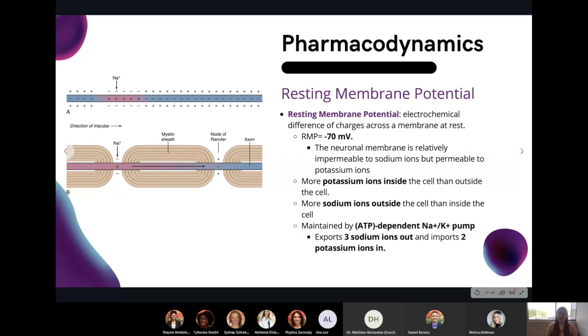Resting membrane potential is the electrochemical difference of charges across the membrane at rest. Positively charged cations line the outside of the neuronal membrane and negatively charged anions line the inside of the neuronal membrane. The membrane is impermeable to sodium cations and permeable to potassium cations. This electrochemical gradient is maintained by ATP sodium-potassium pumps. This pump exports 3 sodium out for 2 potassium into the neuron. The resting membrane potential of a neuron is more negative on the inside at negative 70 millivolts.